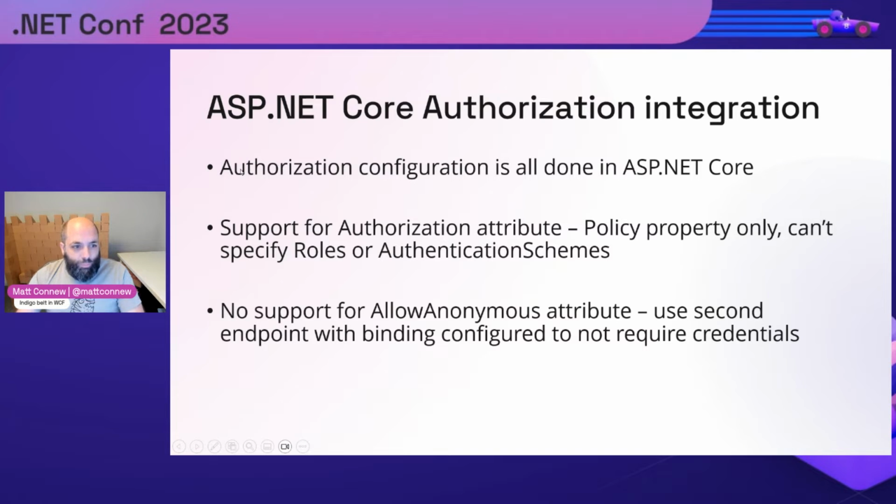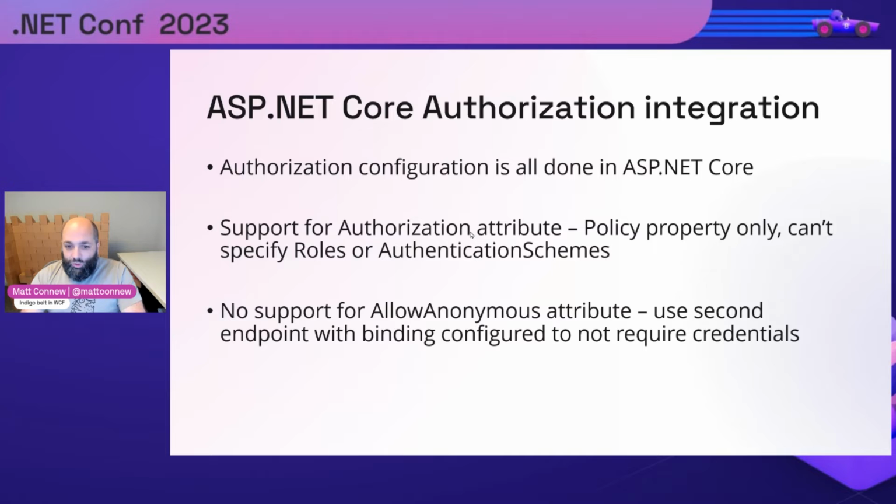So all your configuration of authorization will be done in ASP.NET Core. So you only need to learn how to do it the one way, and you don't have to have a different way to do it in CoreWCF. We have support for the Authorize attribute, so that's the same attribute that you would use if you had a SignalR or an MVC application. We only support the Policy property. You can't specify roles or authentication schemes. And we don't have support for the AllowAnonymous attribute.